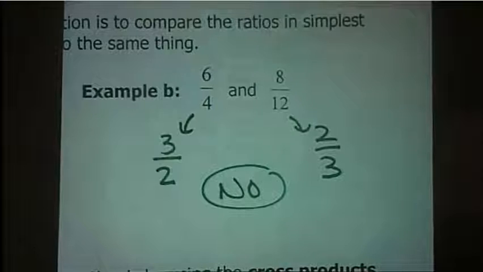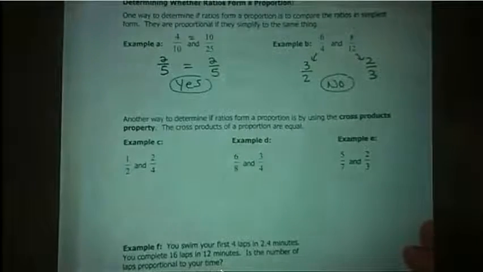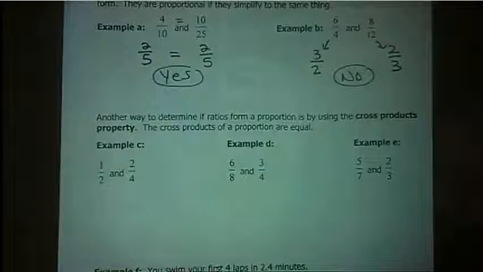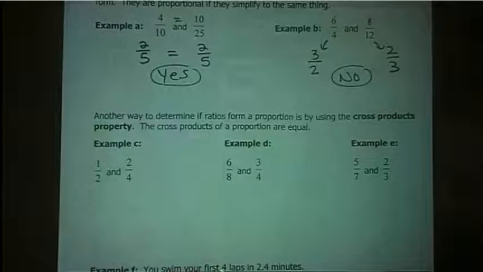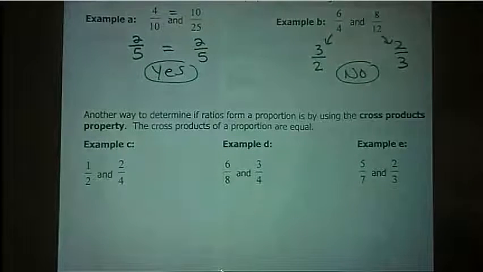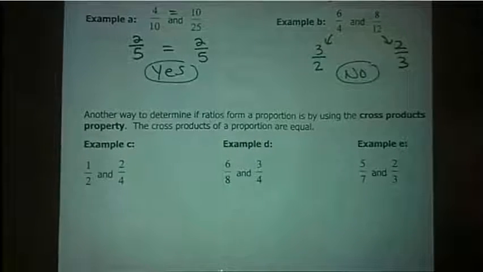There is another way to determine if two ratios are proportional. And this way comes in handy, I think, if you have numbers that aren't as friendly as the ones we just dealt with. If we have decimals in there or really large numbers that are difficult to simplify, there is something called the cross products property. The cross products property just says that the cross products of a proportion are equal. Don't forget, products means multiplication.